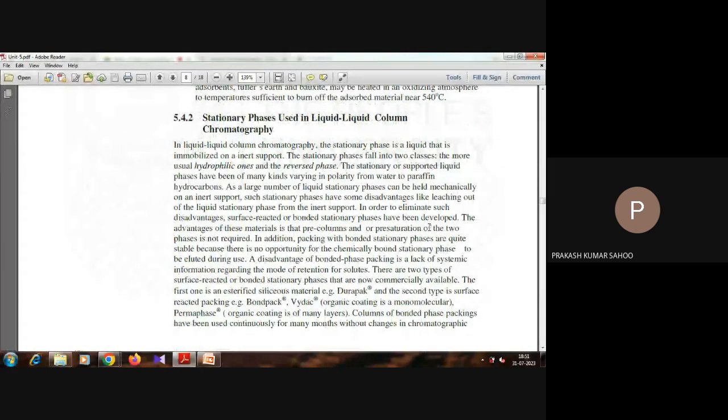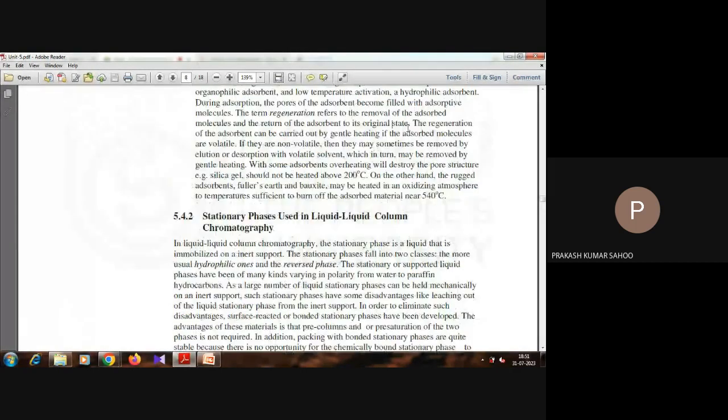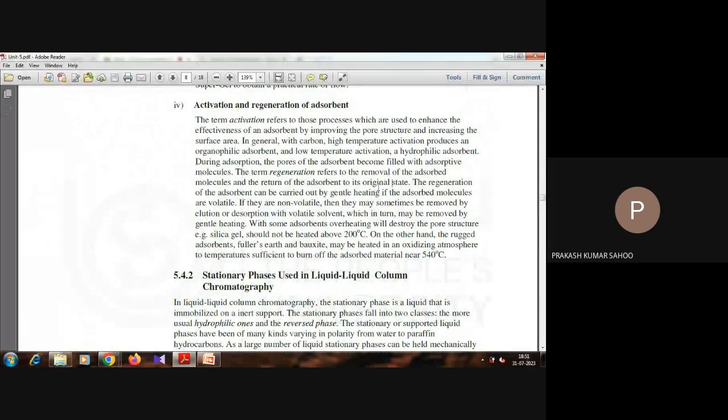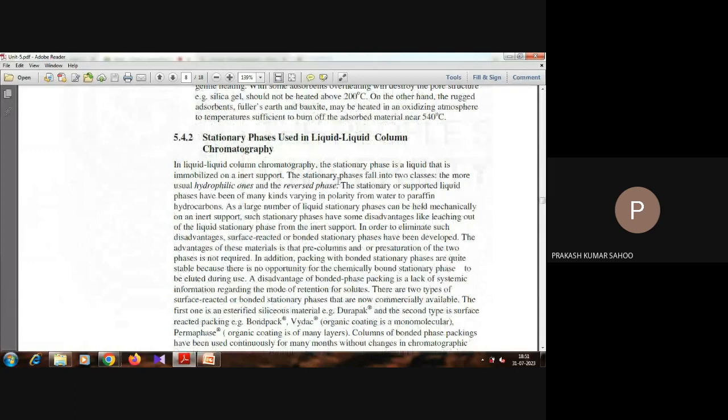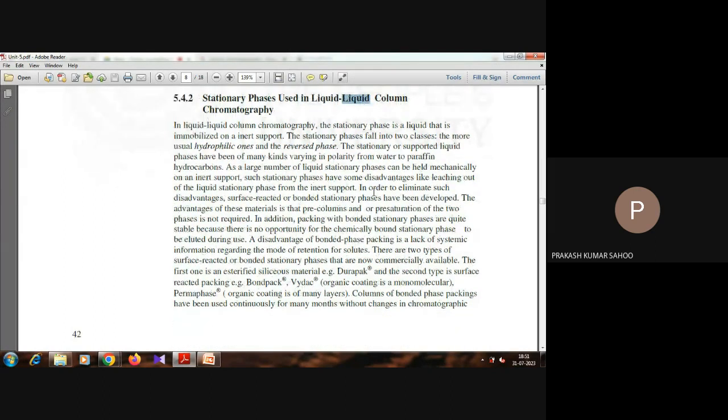Then we have stationary phase used in LLC, that is liquid liquid chromatography. And these things were all about liquid solid chromatography. Okay, that is paper or TLC, these are all liquid solid chromatography. Then we have liquid liquid, which means here the stationary phase is liquid and the mobile phase is liquid, both these phases are liquid. So in liquid liquid column chromatography, the stationary phase is a liquid that is immobilized on an inert support. The stationary phases fall into two classes, the more usual hydrophilic one and reverse phases.